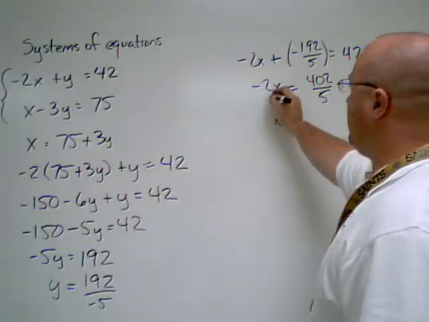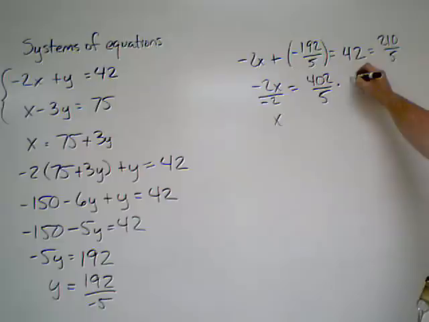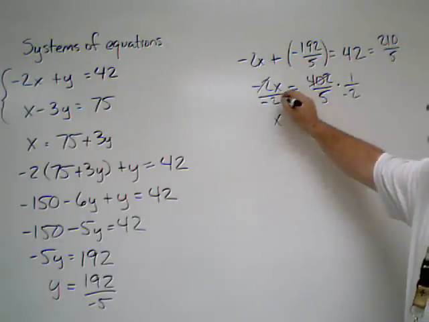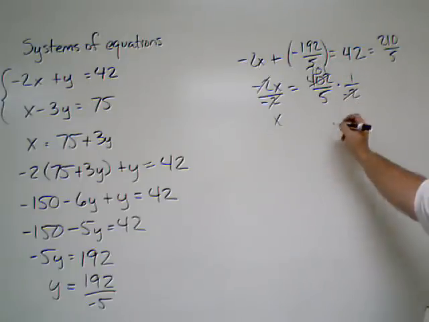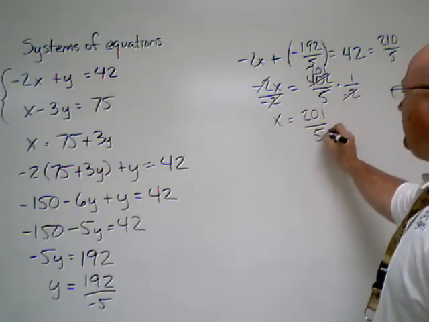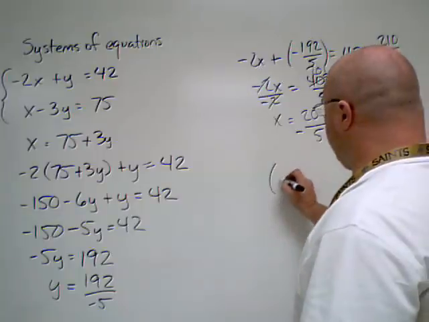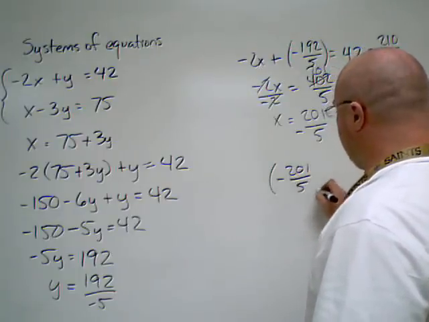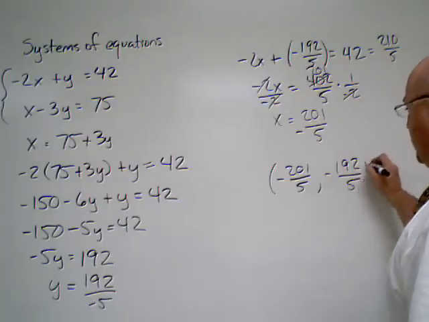So x, if I divide both sides by negative 2, or in this case I'm multiplying by 1 over negative 2, which means I can actually reduce some things here. This becomes 201, and that goes away, leaving only the negative, leaving the 201 over 5, and it is now negative. Okay? So, my solution set should be an x value of negative 201 over 5, and a y value of negative 192 over 5.